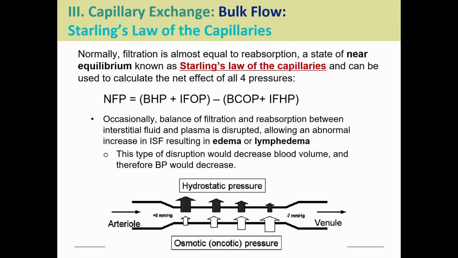So normally, filtration and absorption are about equal. We call this equilibrium. This is called Starling's law of the capillaries. And again, it's using that specific calculation: NFP equals BHP plus IFOP, all minus BCOP plus IFHP. So as we look across the capillary, this should zero out. It should be about equilibrium. But if we see a disruption in that, this is where we can end up with something like a lymphedema or an edema, where we have more fluid accumulating in the tissues.